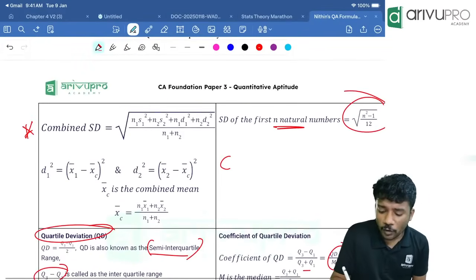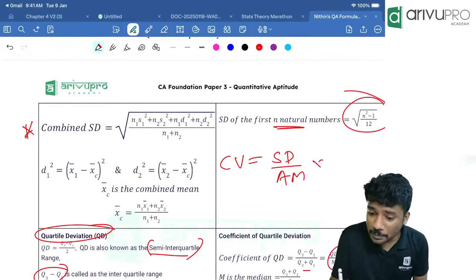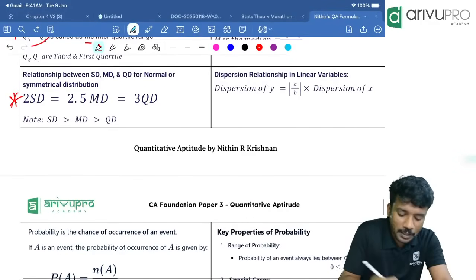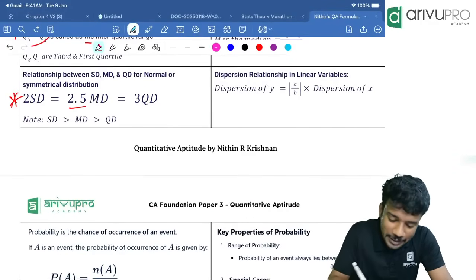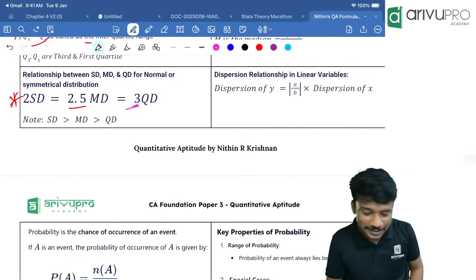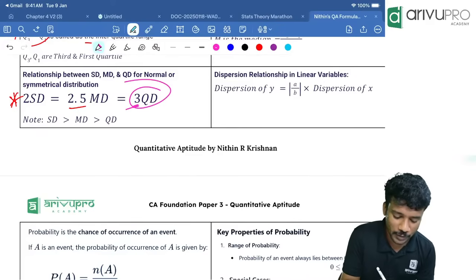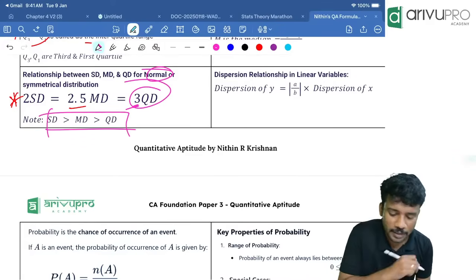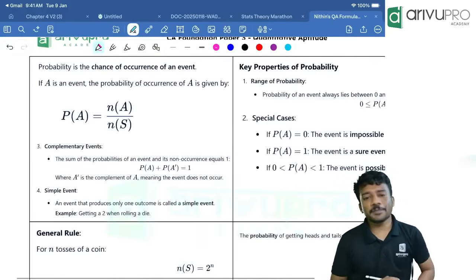What is the formula for coefficient of variation? The standard deviation divided by the arithmetic mean, into 100. Next question, one of the important formulas: 2SD is equal to 2.5 MD is equal to how many QDs? 3 QDs. So 2SD is equal to 2.5 MD is equal to 3 QD. Note that SD is greater than MD greater than QD for what? Normal and symmetrical distribution.